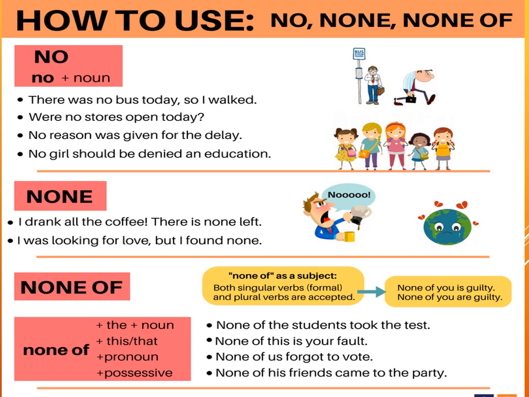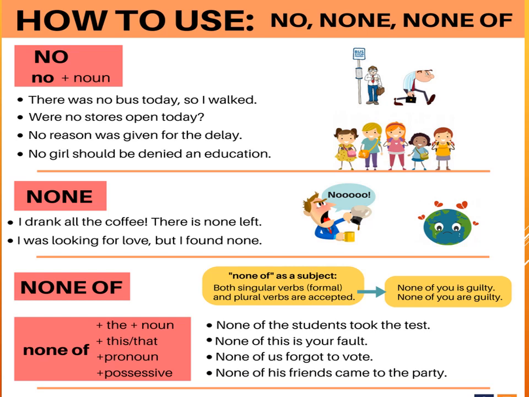Let's look at none of. None of can appear in the following places: before the plus noun, before this or that, before a pronoun, or before a possessive, meaning a possessive determiner. Look at the examples given for each. None of the students took the test. So the students talks about the noun there, isn't it?